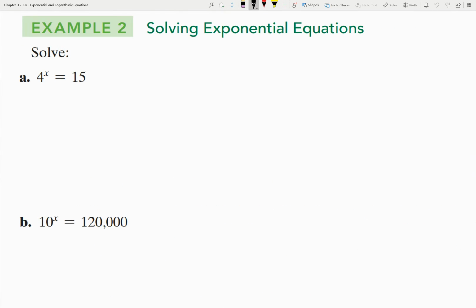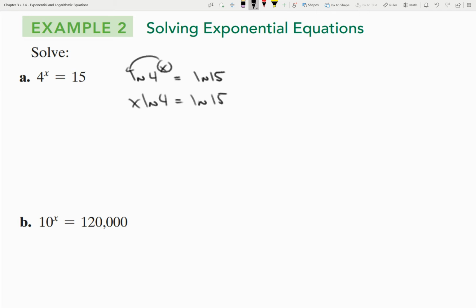So let's start with 4^x is equal to 15. Okay? So when I see this, I say, okay, can I make the 4 and the 15 have the same base? And it is no. So I'm going to take the natural log of both sides. Then the exponent gets pulled to the front, and we have x times the natural log of 4 is equal to the natural log of 15.